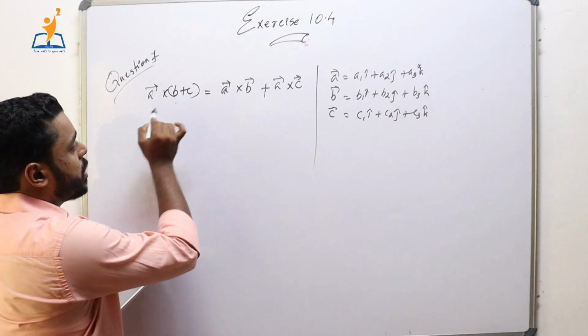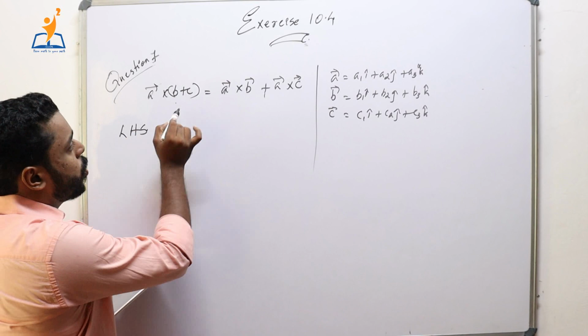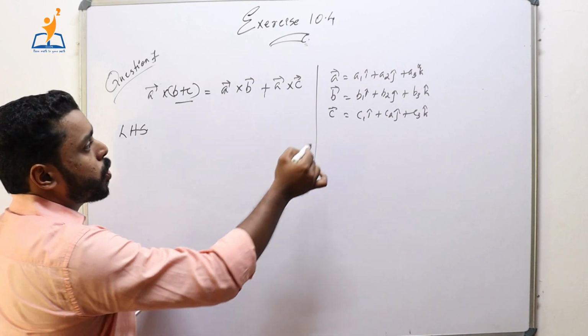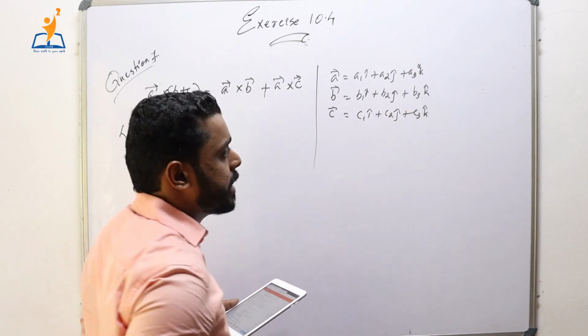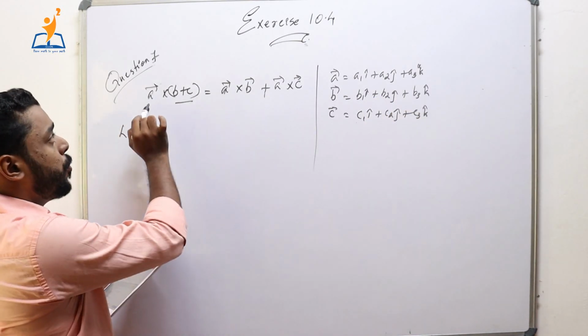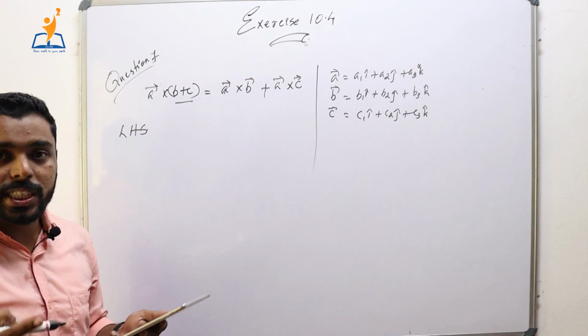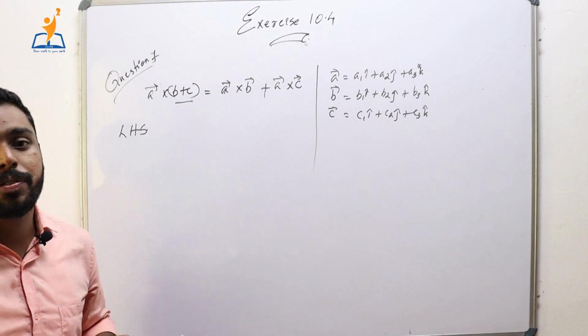So first of all, in order to find the LHS, you have to find B plus C. So you will get (B1 plus C1) i cap, (B2 plus C2) j cap, (B3 plus C3) k cap. Then you have to find A cross (B plus C) using the determinant form. Then you will get an answer.